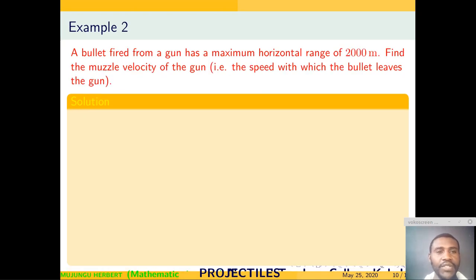Now, example 2, it's saying a bullet fired from a gun has a maximum horizontal range of 2,000 meters. Find the muzzle velocity of the gun, i.e. the speed with which the bullet leaves the gun.